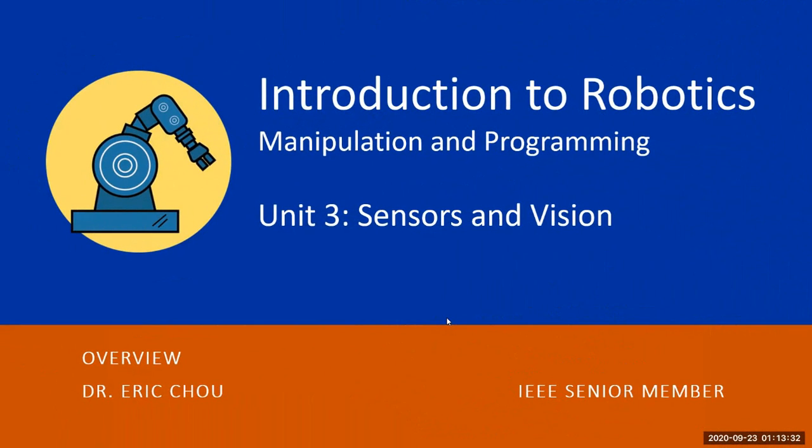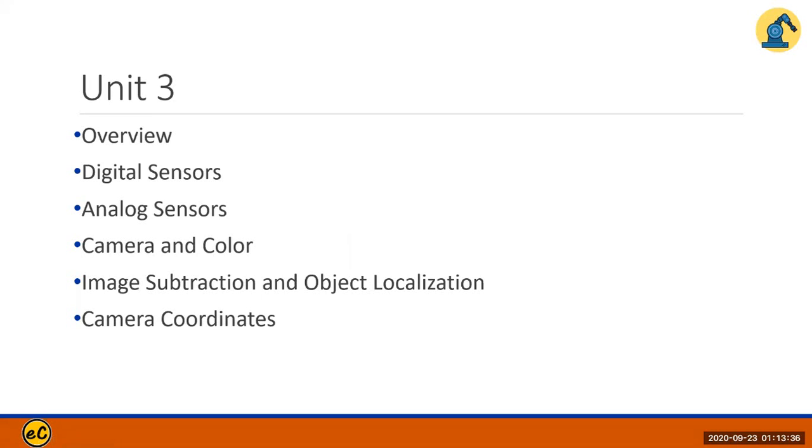Unit 3, Sensors and Vision Overview. We have finished the first half of the lab. The first half of the lab actually is on analytical geometry and the model for the robotics. Now we start the second half. It will be on control and the sensor and actuator.